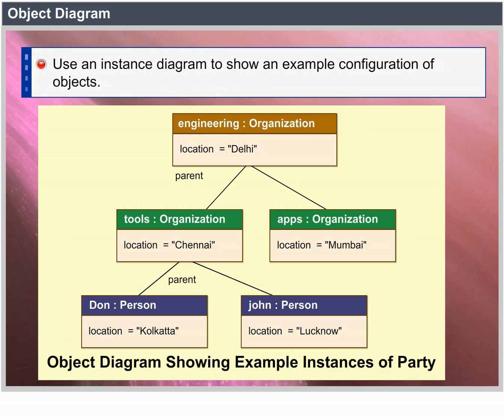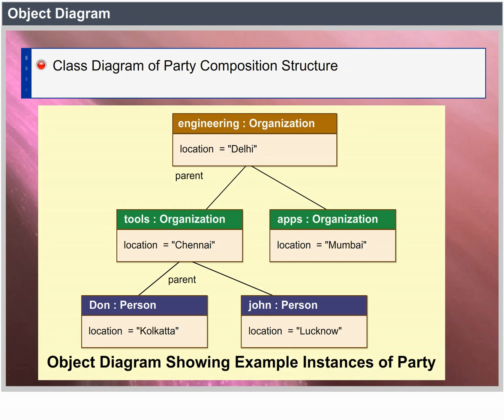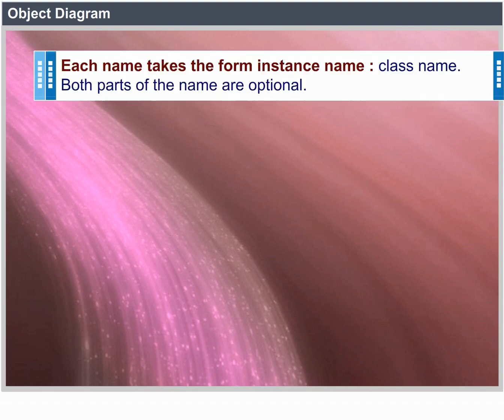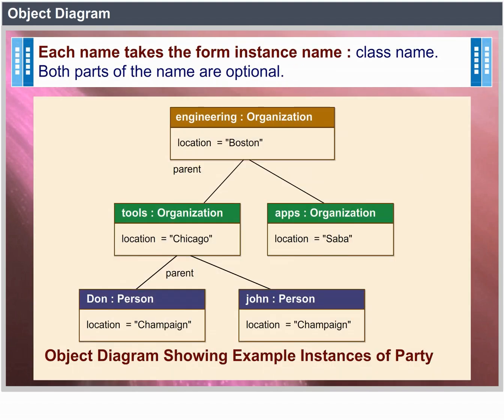Use an instance diagram to show an example configuration of objects. Class diagram of party composition structure. Object diagram. Each name takes the form instance name, class name. Both parts of the name are optional. Object diagram showing example instances of party.